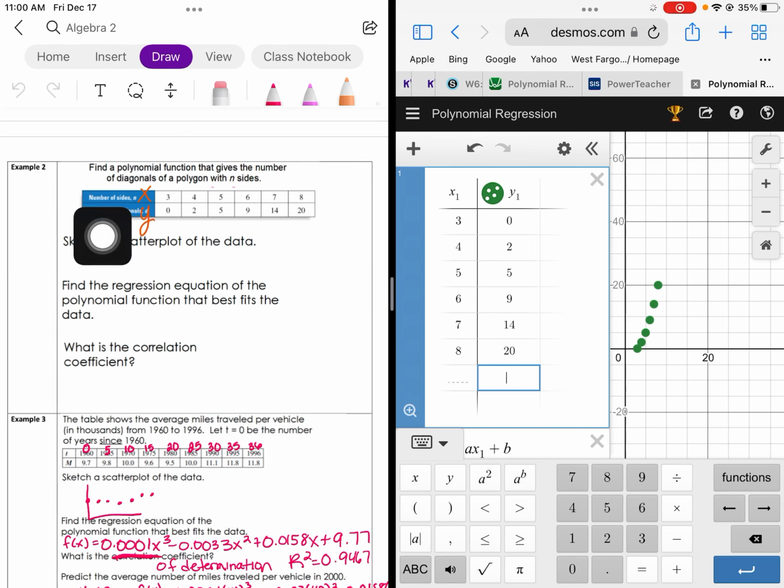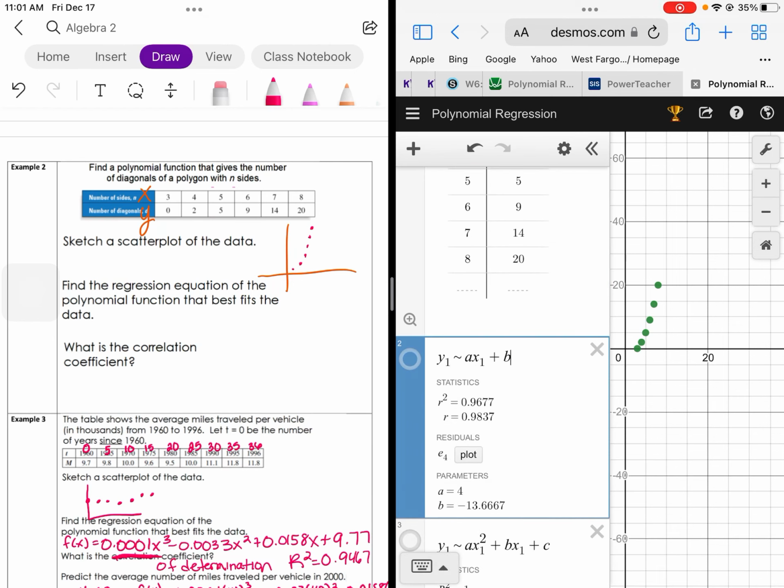So a polygon with 3 sides has 0 diagonals, like a triangle. A polygon with 4 sides has 2 diagonals, like a square, etc. So I have my scatter plot over here, you can see. It kind of looks like this. It's all in the first quadrant, and it looks like half of a parabola. So now I'm going to look at my other data.